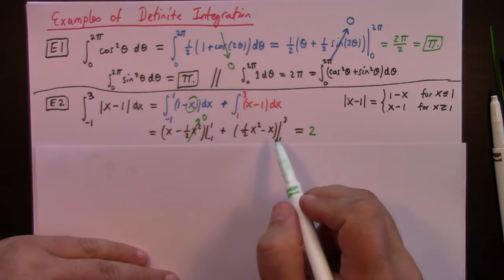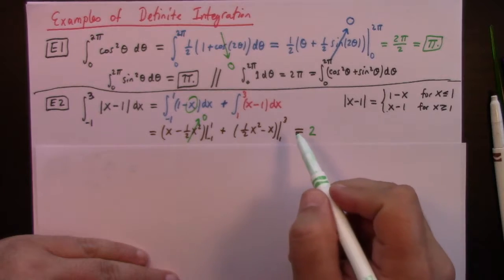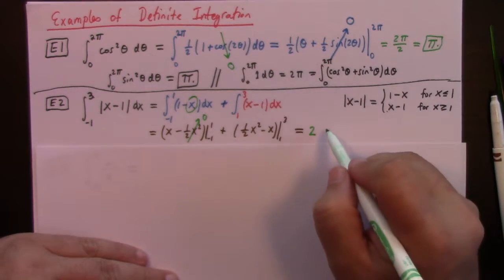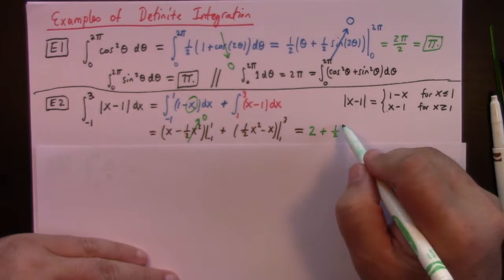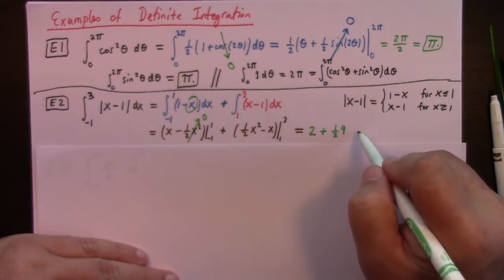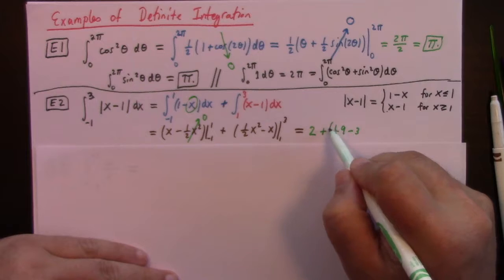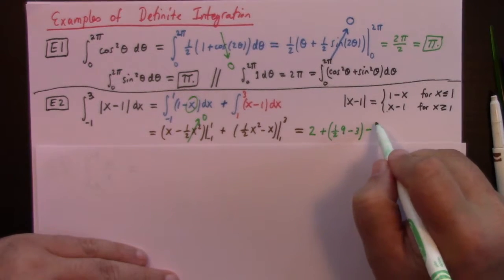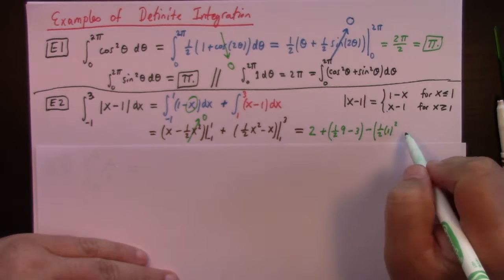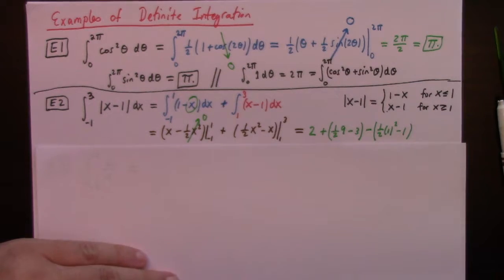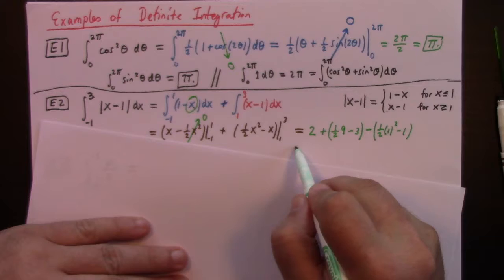Right? Of course, that's what I get from 1 minus minus 1, which is 1 plus 1, which is 2. The other term, I will not try to be clever with. This is 1/2 of 3 squared, which is 9, minus 3. Parentheses are your friends. Minus, and then 1/2 of 1 squared minus 1. All right. And so what is that?